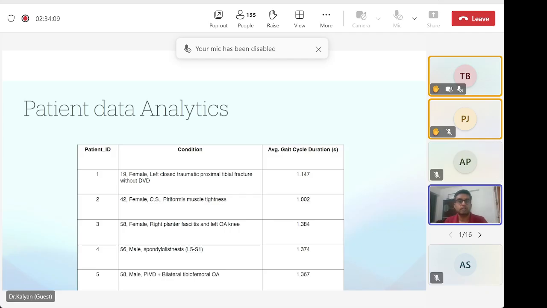So one was some kind of tibial fracture. We don't know the details. One had muscle tightness. One had some arthritis on the left knee, something else on the right knee. Another person had spondylitis, so on and so forth.